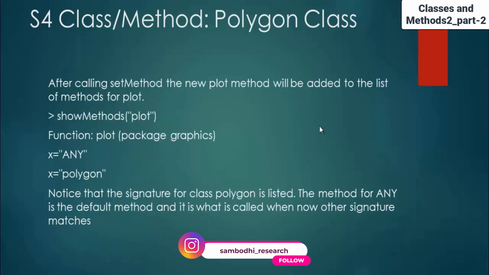After calling this setMethod, the new plot method will be added to the list of methods for plot. So showMethods of plot will give you the function plot in the package graphics, with x equal to ANY and x equal to polygon. Notice that the signature for the class polygon is listed. The method for ANY is the default method, so it appears even though I have defined one for polygon, because it is called when no other signature matches.